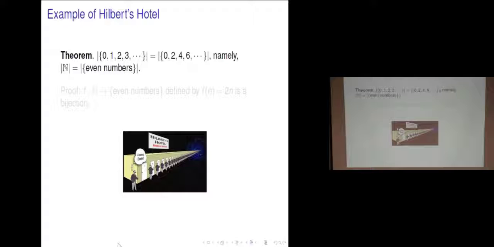The size of natural numbers is the same as the size of even numbers. If you understand the claim about squares, you understand the claim about this. You just send n to 2 times n. You have this bijection. The proof is, you define a function f such that f of n is 2 times n, then this is a bijection.